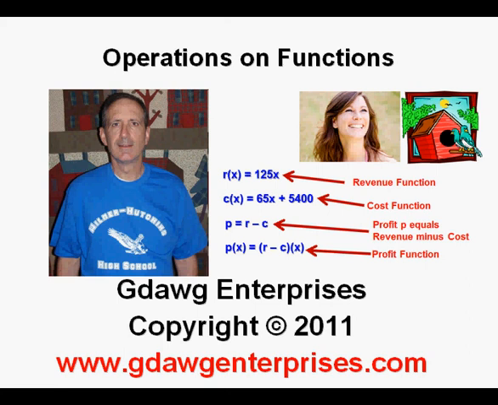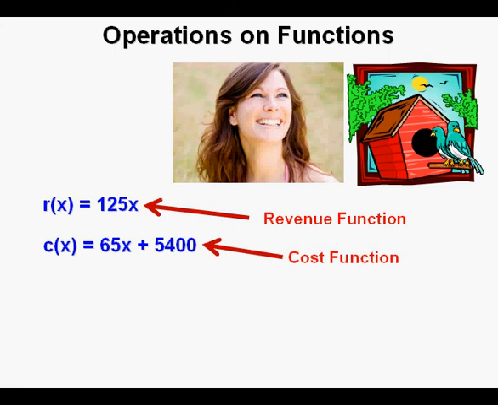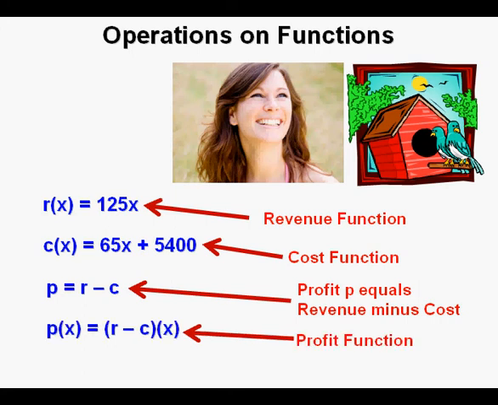Operations on functions. Carol owns a store that sells birdhouses. The revenue from birdhouse sales is given by the function r of x equals 125x. The cost of making the birdhouses is given by the function c of x equals 65x plus 5,400. Her profit P is the revenue minus the cost, or P equals R minus C. So the profit function P of x can be defined as P of x equals quantity R minus C of x.